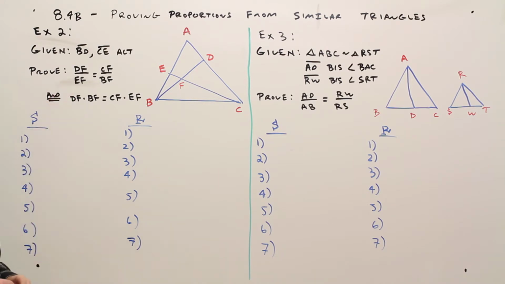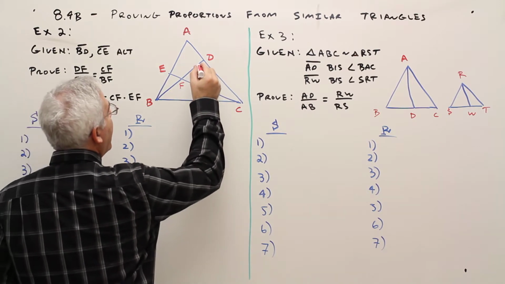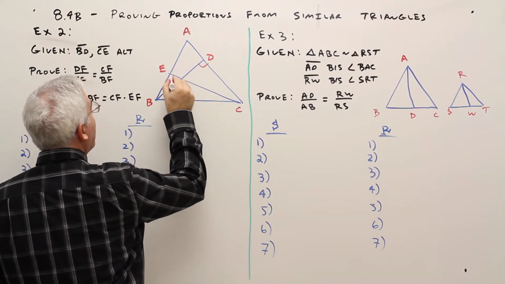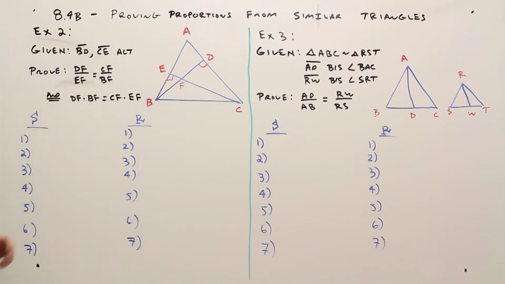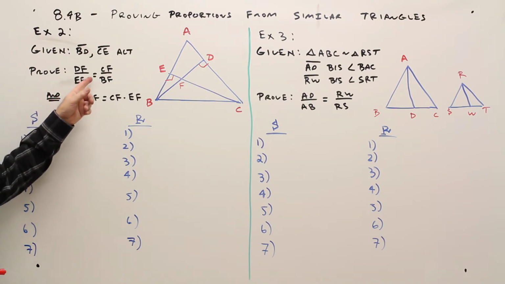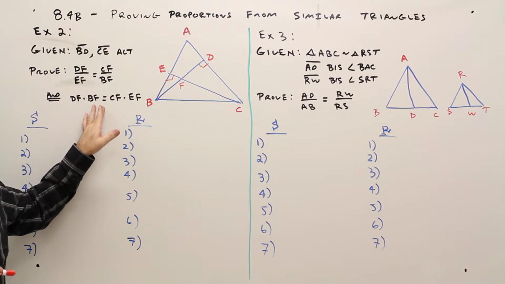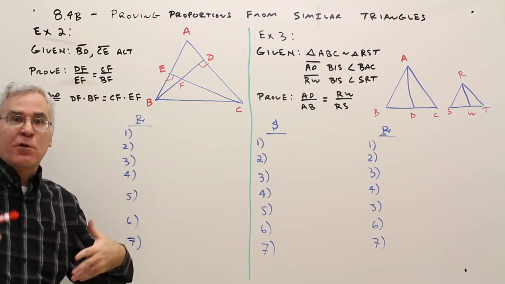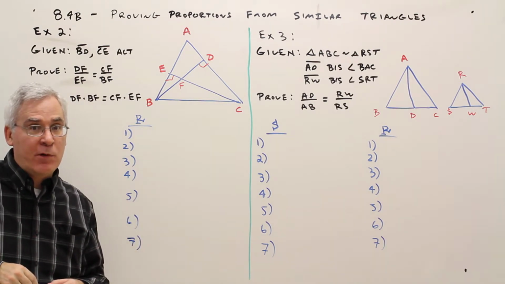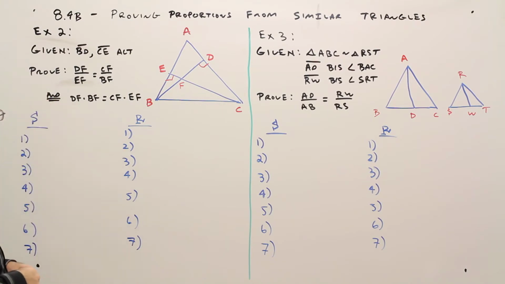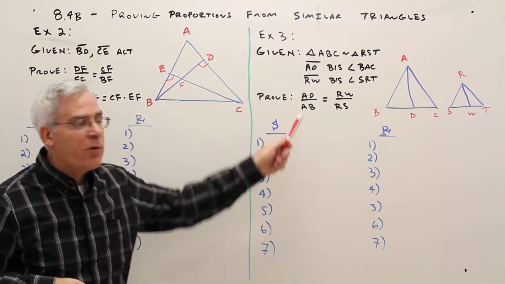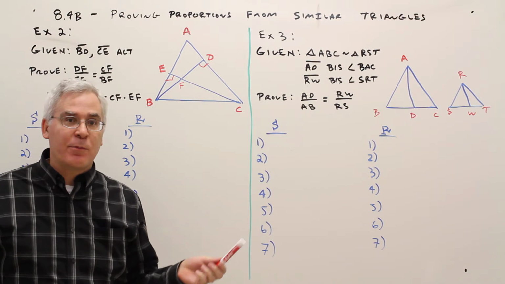Given that BD and CE are altitudes, so right away you have a right angle and you have a right angle. Prove that DF over EF equals CF over BF. And then after that, do this extra step. I added this to your notes just so you would have more practice with what to expect in the homework. Okay, so again, proportion. I first want to get triangles to be similar.